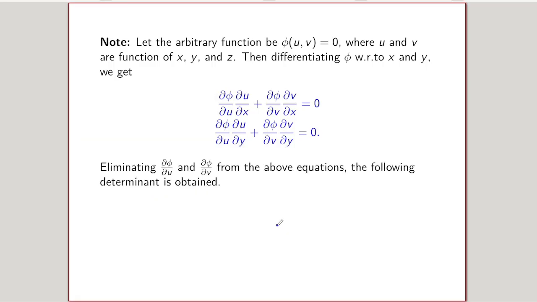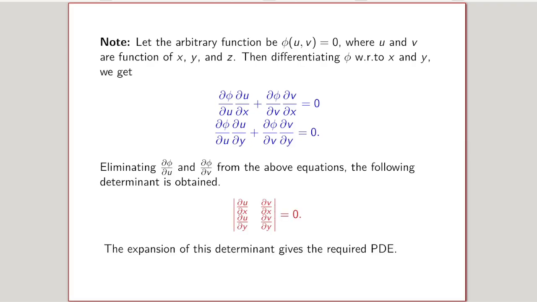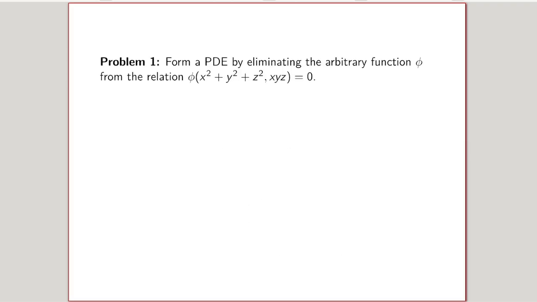In order to eliminate these two terms from the above equations, the following determinant is obtained. The determinant is nothing but leaving the unknown terms which have to be eliminated, we write all other terms: dou u by dou x, dou v by dou x, and here dou u by dou y, and dou v by dou y, which will be equal to 0. If we expand this determinant, we will obtain our required PDE. So let us see some problems on this method.